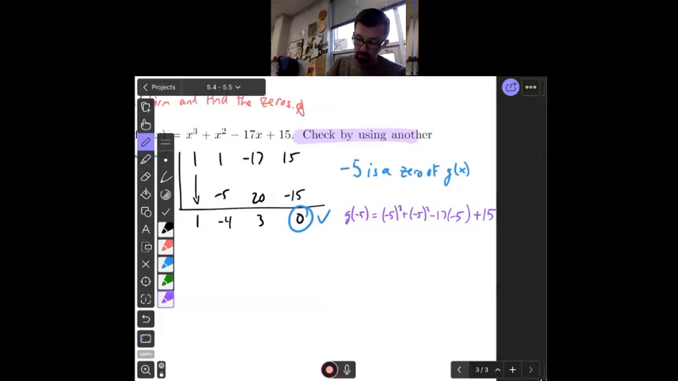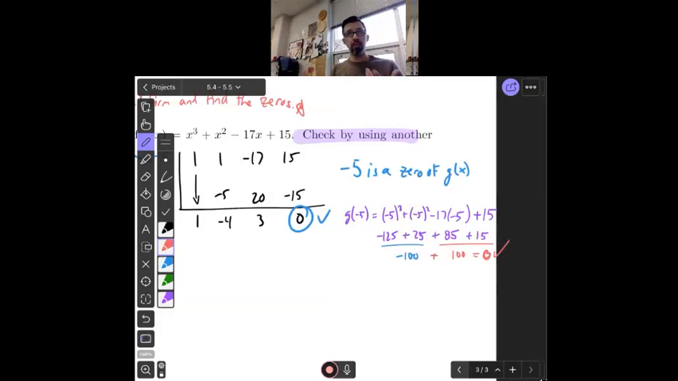Negative 5 cubed is negative 125. 5 squared is 25. Negative 17 times negative 5 is positive 85, and plus 15. That would give us negative 100. That would give us a positive 100. So of course that's 0.